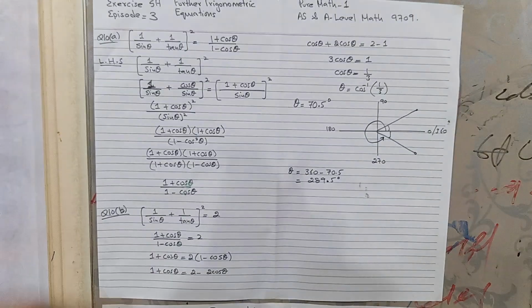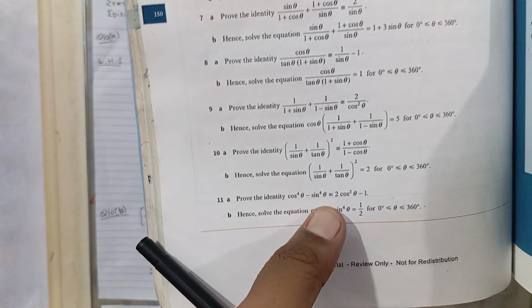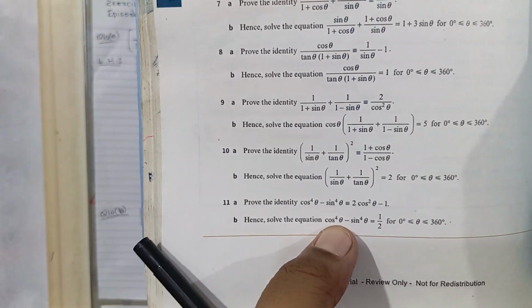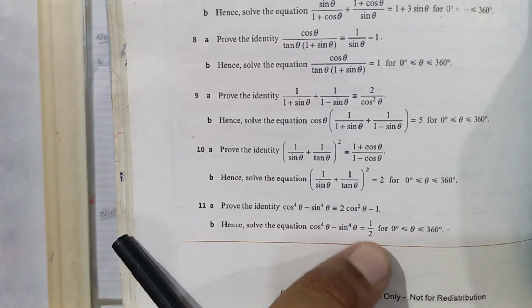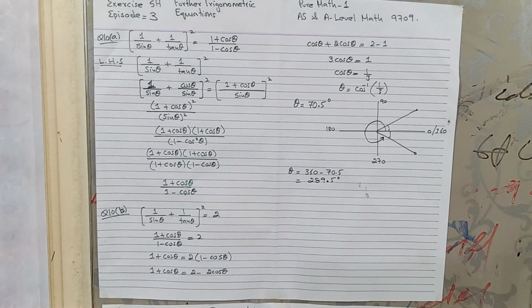This is actually sin theta raised to power 4. This is how you read it: cos theta raised to power 4, sin theta raised to power 4. So this is not the power on the theta; this is basically the power on that function.